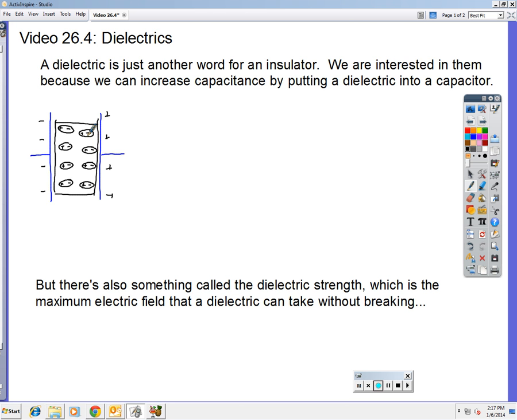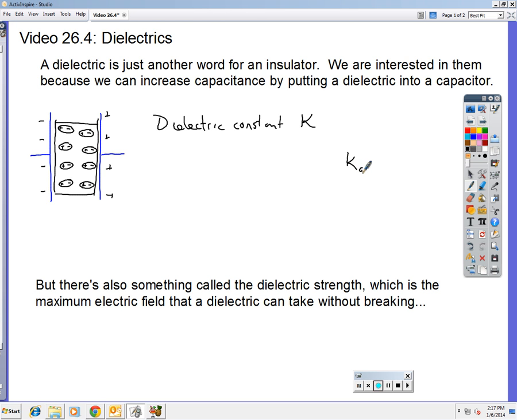The microscopic details of it are very interesting, but they're not really on the AP exam. There's a section in your textbook that talks about them if you're interested, but I'm not going to detail them here. What you do need to know is that there's something called the dielectric constant Kappa, which is a dimensionless quantity, and it's a material property, meaning there's one dielectric constant for glass, there's another for air, there's a dielectric constant for various sorts of plastic.